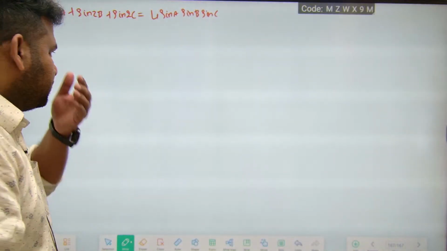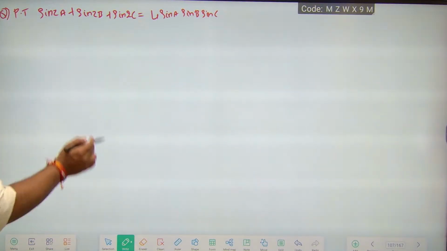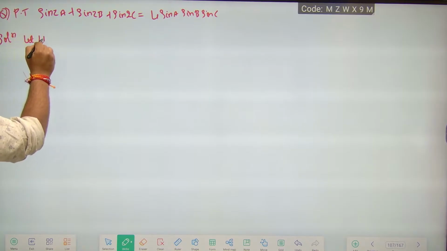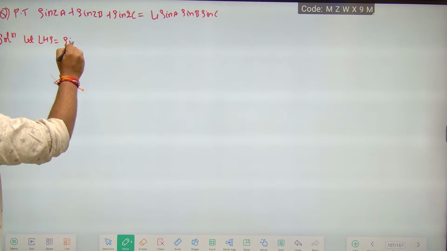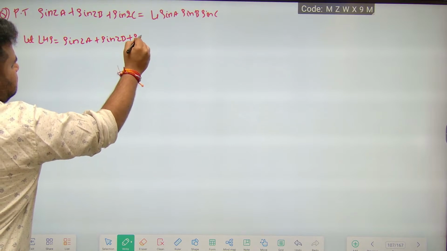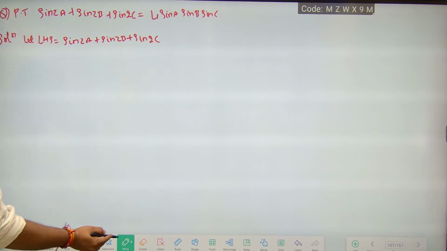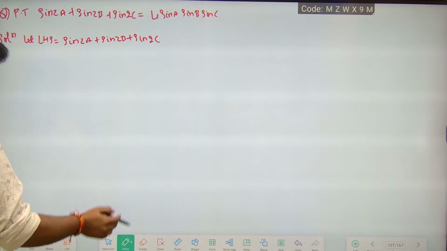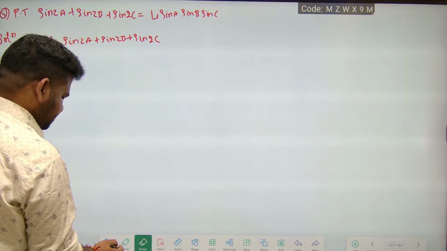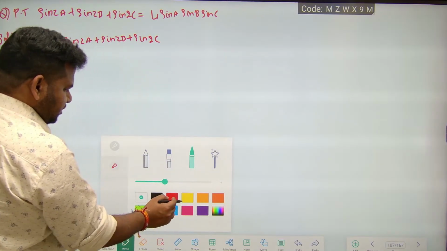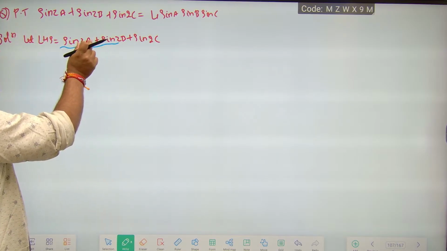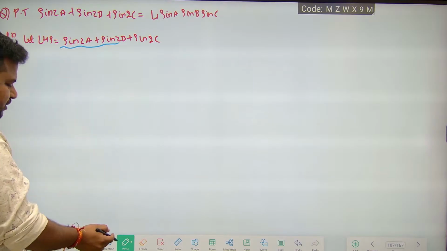Now see here what they have given. Let us take the solution. Let LHS be sin 2A plus sin 2B plus sin 2C. Now focus here. Let me take some other color. Observe carefully. Sin 2A plus sin 2B is nothing but sin C plus sin D. If I apply that formula, what should I write?